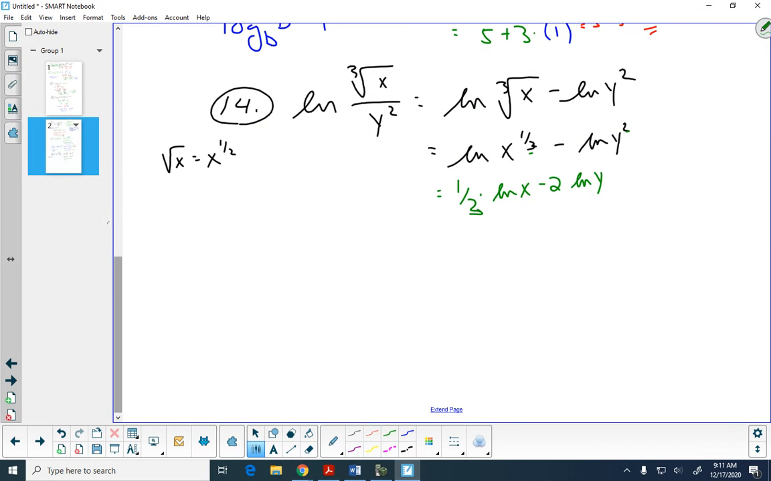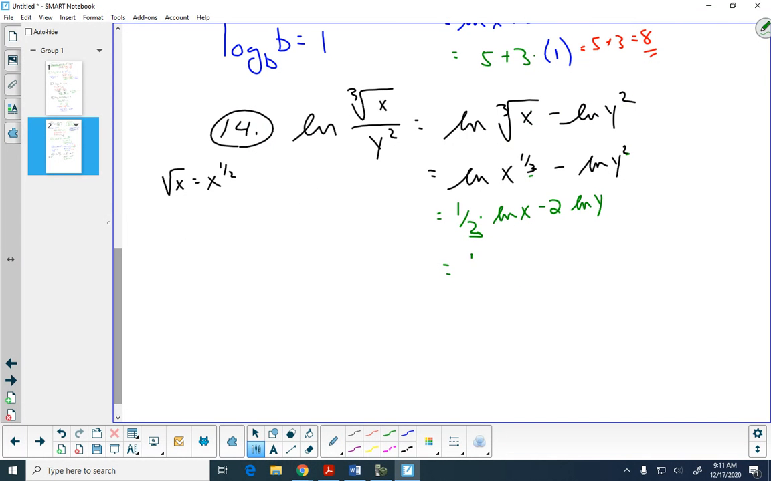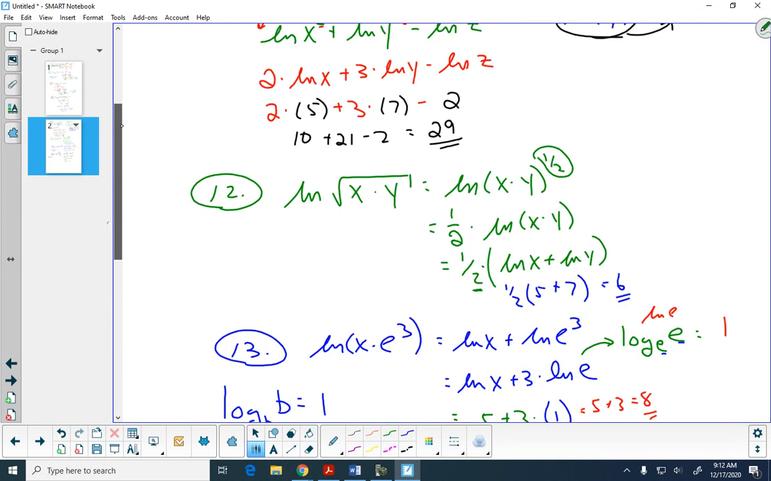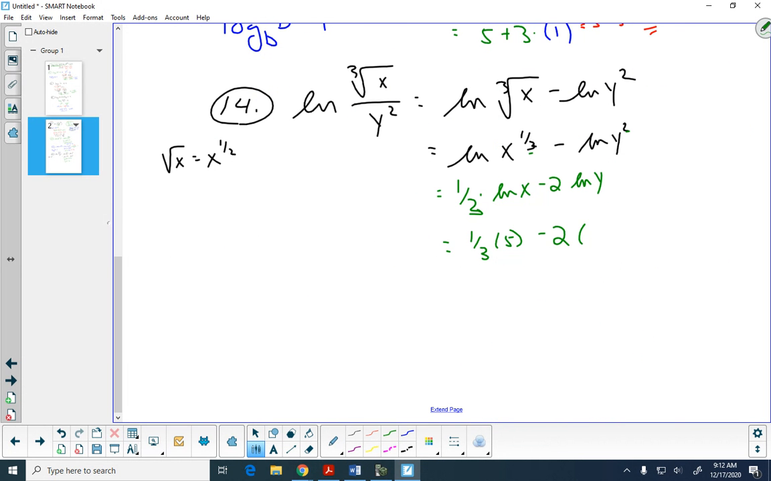Our ln of x is a value of 5. So we have 1/3 times 5 minus 2 times the ln of y, which is a value of 7. So we have 5/3 minus 14. This is 1 2/3.